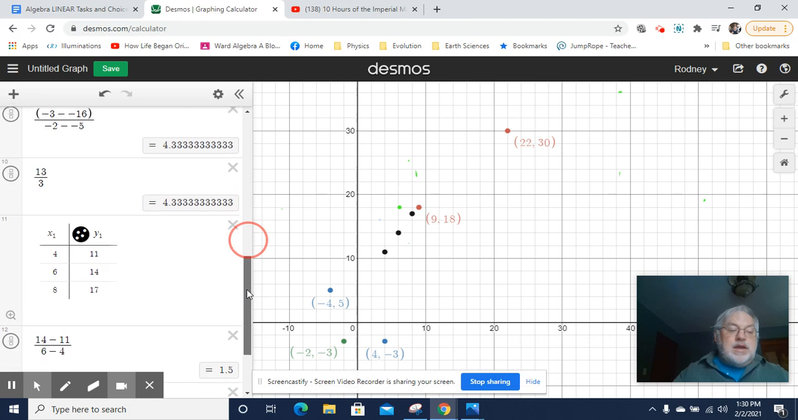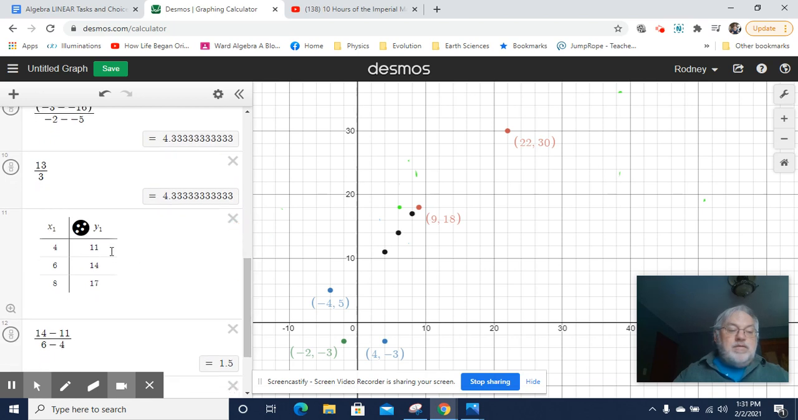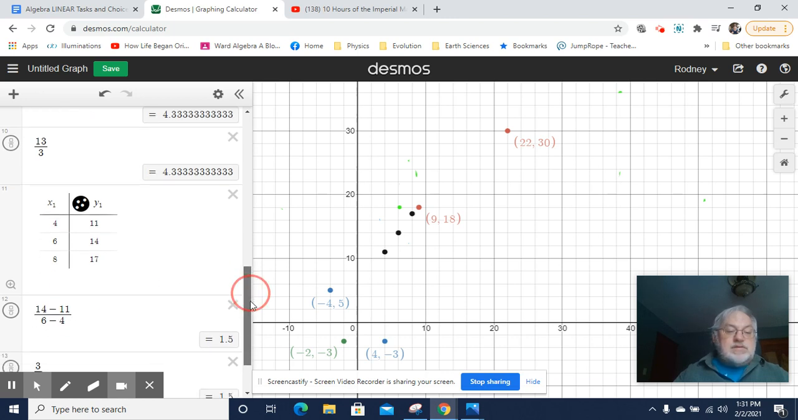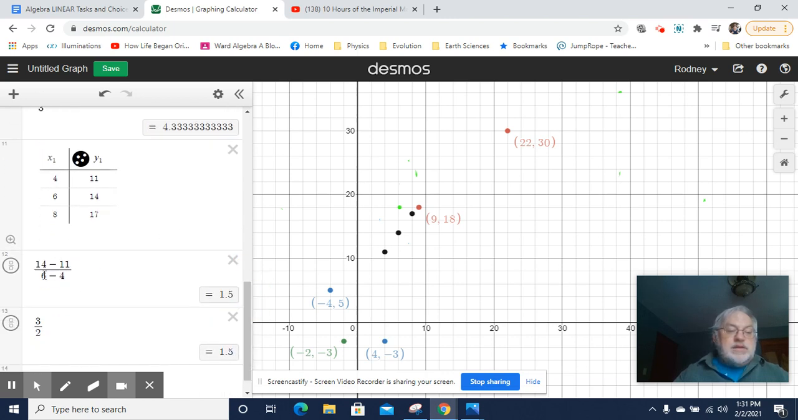Then here, I could have picked any pair of points, 4, 11, 6, 14, 8, 17. I went in and chose 4, 11, and 6, 14. And so I do change in y, 14 minus 11 over here, and change of x, 6 minus 4. 14 minus 11 gives us a 3, and 6 minus 4 gives us a 2 for a slope of 3 over 2. Okay, I hope that has been helpful.